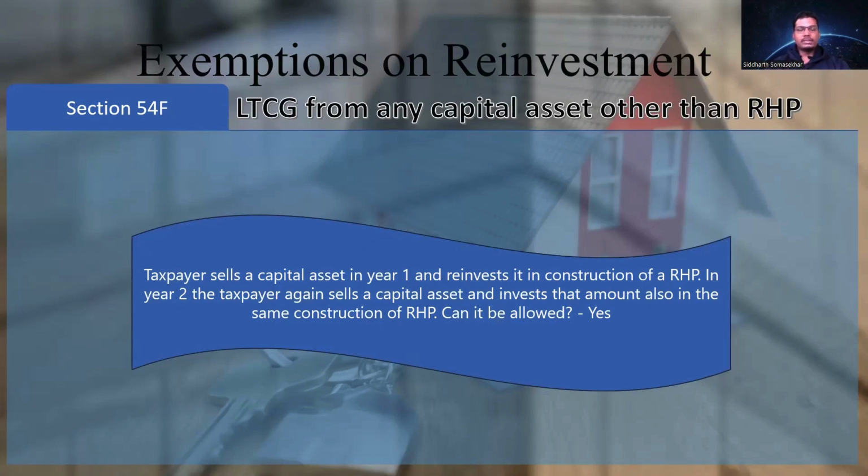So in year 1, it took Section 54F exemption. It reinvested the sale consideration into construction of a residential house property. In year 2, it again sold another capital asset, reinvested that sale consideration into the construction of the same residential house property. Can it be allowed? Can Section 54F be used in year 2 as well? The answer is yes, because all the conditions are getting met. Even in year 2, if you're selling a capital asset, you're taking the sale consideration, you're reinvesting it in the construction of a residential house property, you will get the exemption.